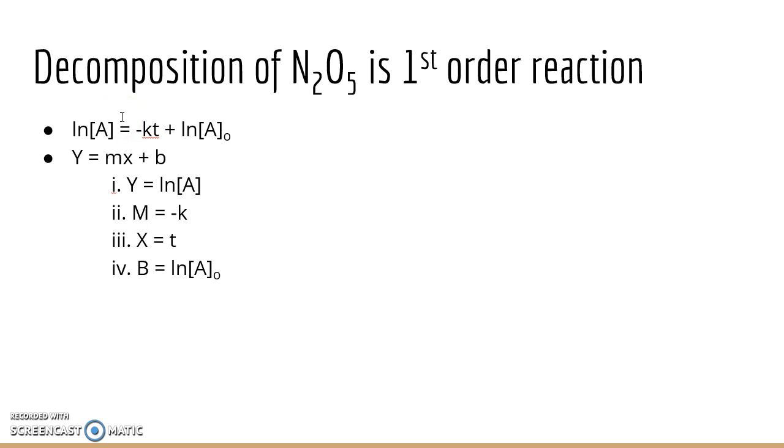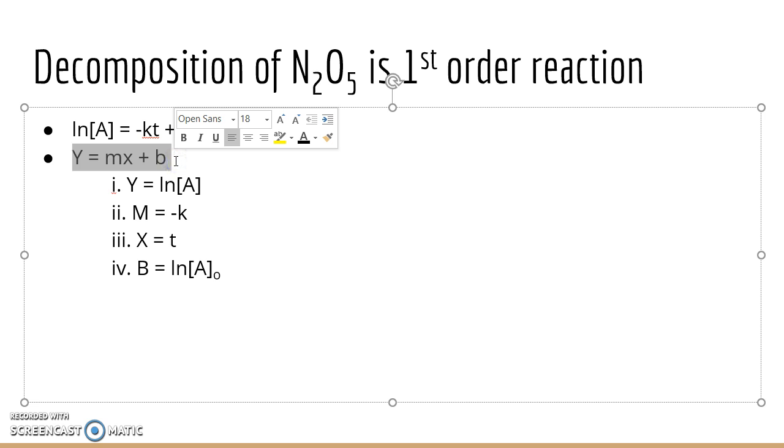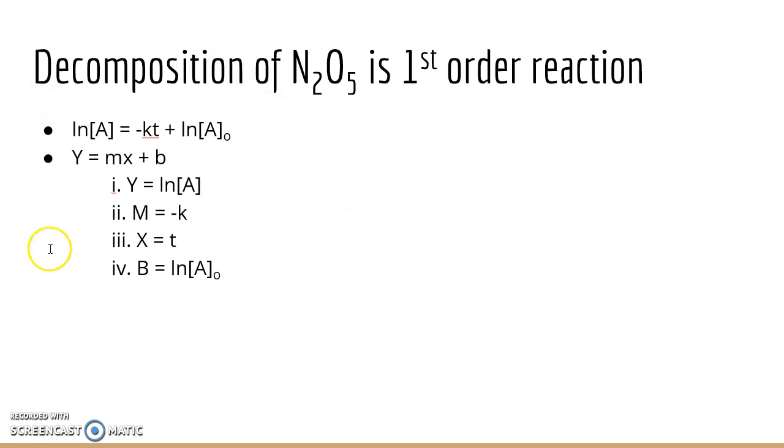Again, natural log of the reactant equals negative kt plus natural log of the reactant at time 0. I also have a linear form of expression, y equals mx plus b, and you can see the correlation between those two. y is equal to natural log of [A], the slope of the graph equals negative k, x is t, and b is natural log of [A]0.